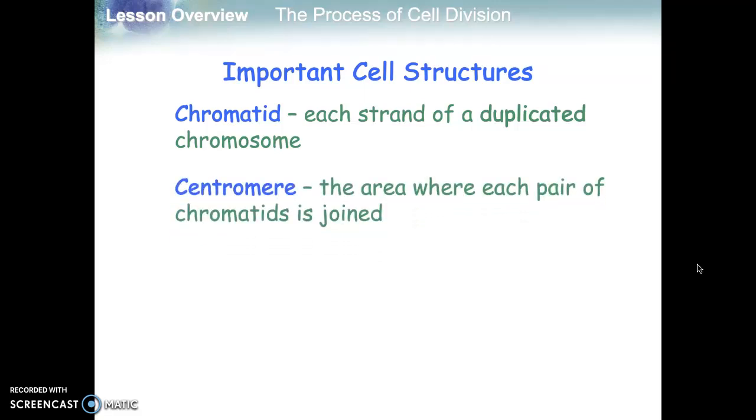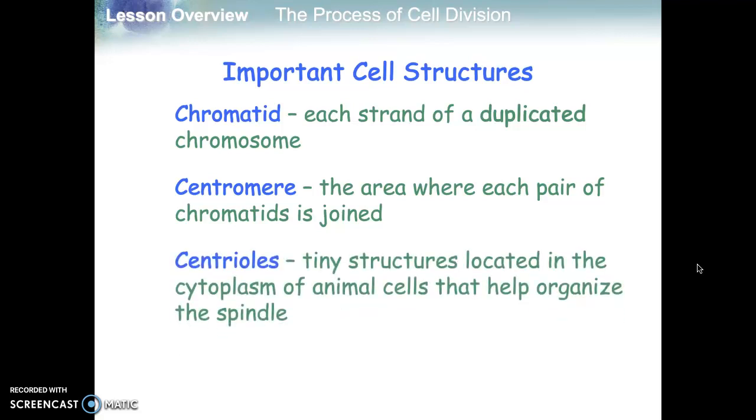The centromere is the place where those two chromatids combine. I showed you and mentioned that in the previous video also. And centrioles, these are the tiny structures that develop in animal cells that help with cell division. They play a very important part. You have spindle fibers that will attach themselves to the chromosomes and the centrioles, and the centrioles will pull on those spindle fibers, separating the chromosomes.